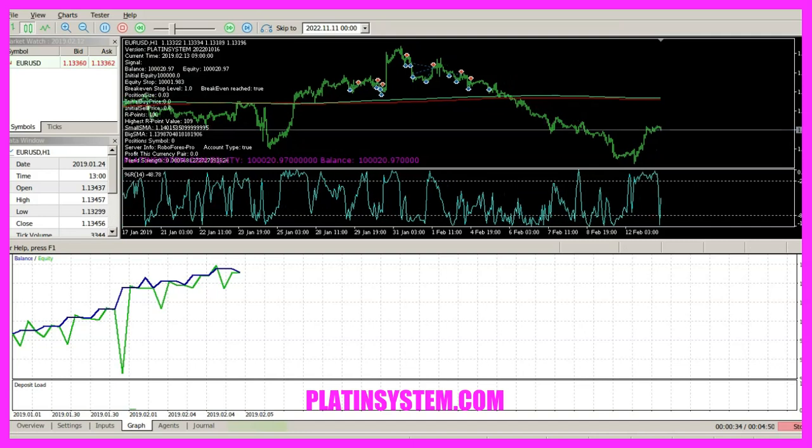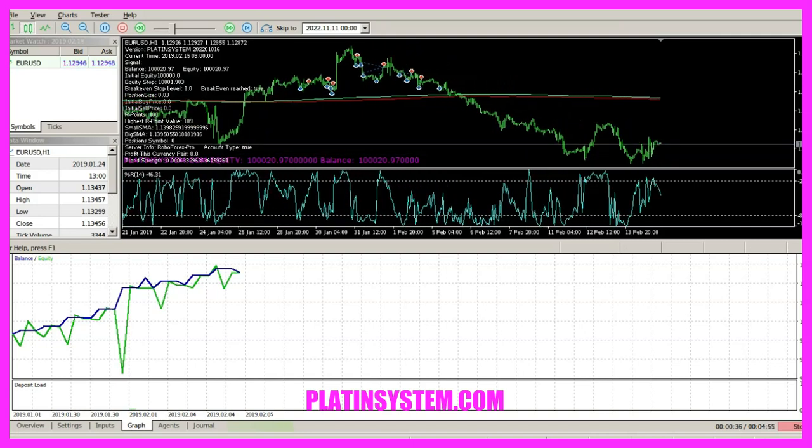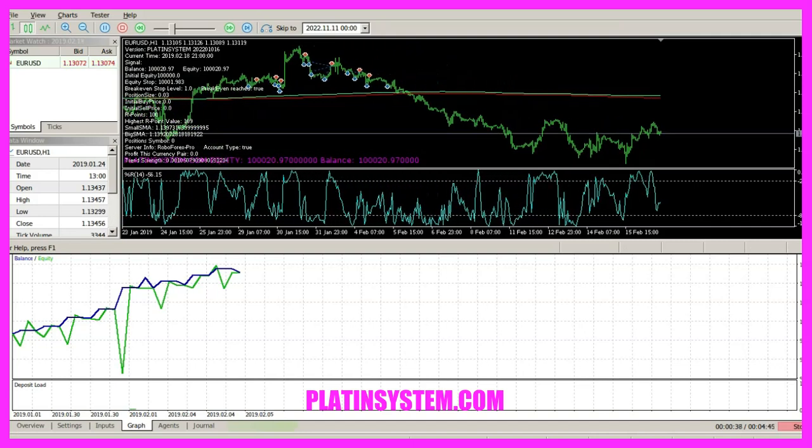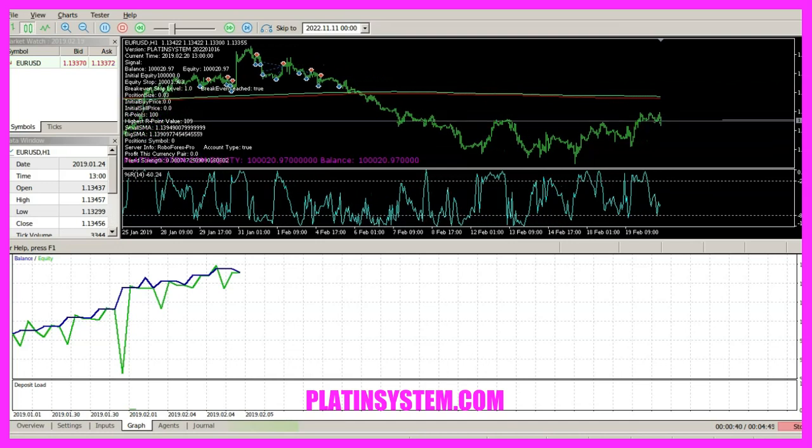If you find yourself in front of your screen, hoping that a particular trade will become a profit, you probably have a lot of room for improvement.